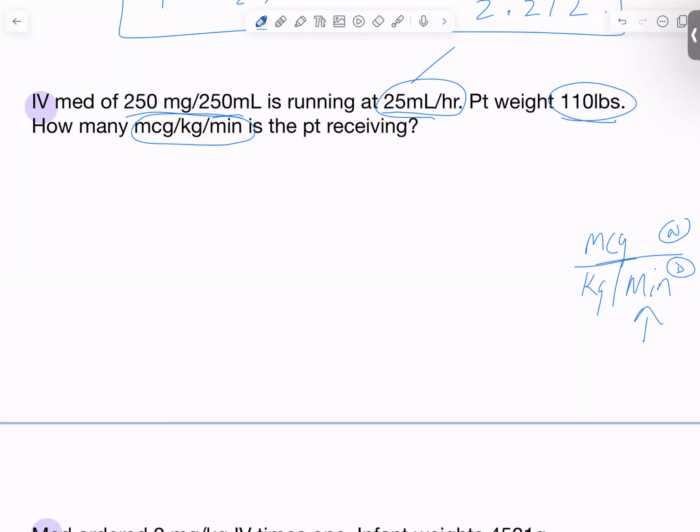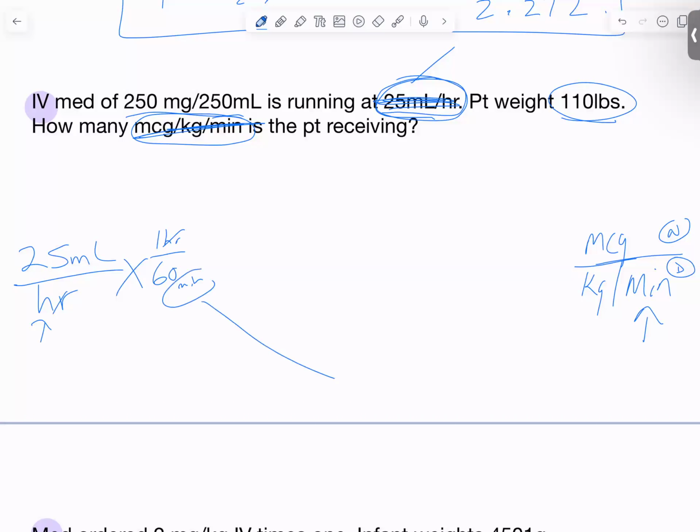So let's do hour. Let's change hour to minute. 1 hour, 60 minutes. Beautiful. I got minutes. I need kilograms. The patient's weight is in pounds. So what do? We do nurse math. We add it anyway because we're nurses. We do what we want. So 1 kilogram is 2.2 pounds. It goes against everything we know, but that's us.